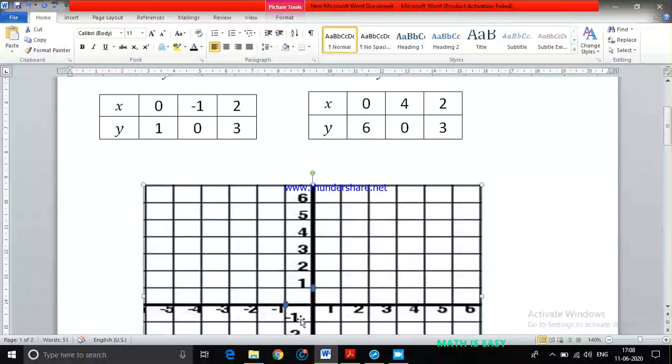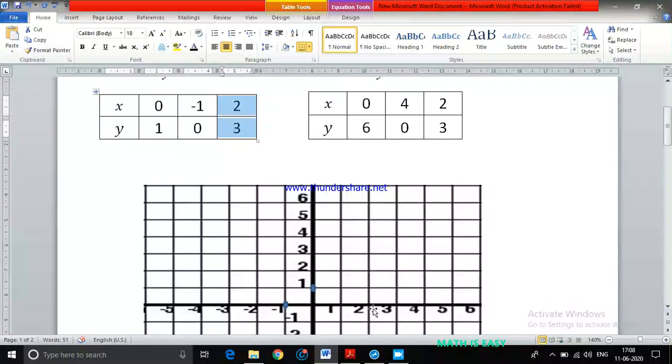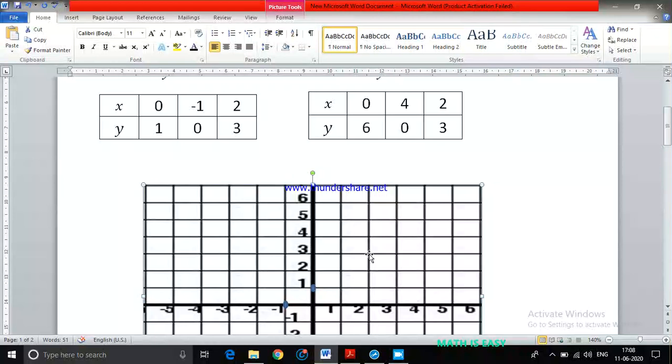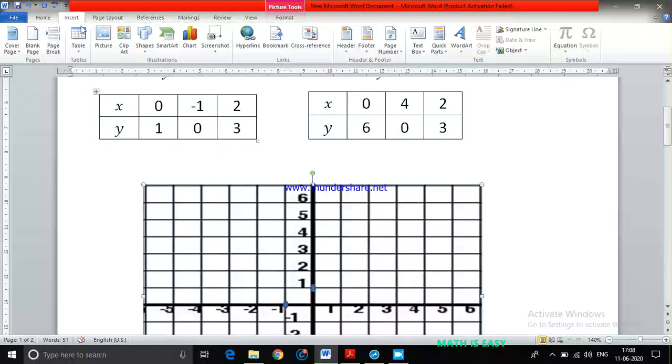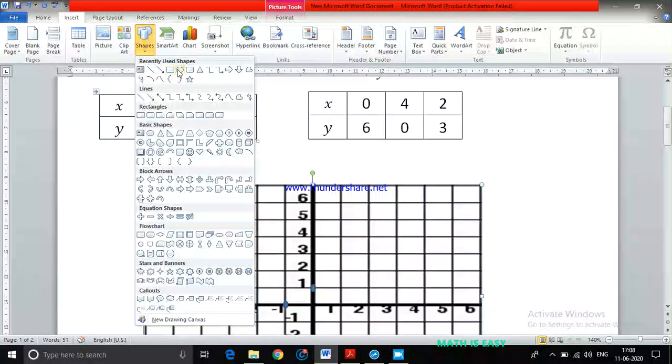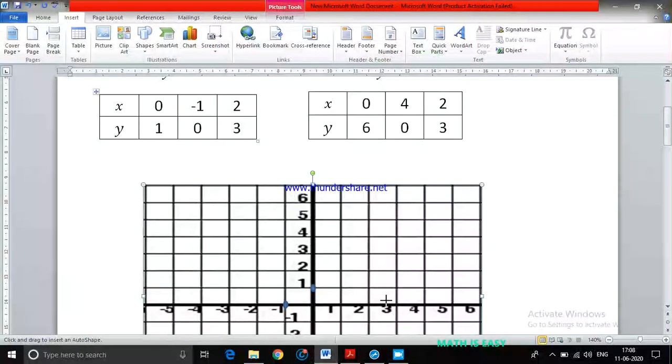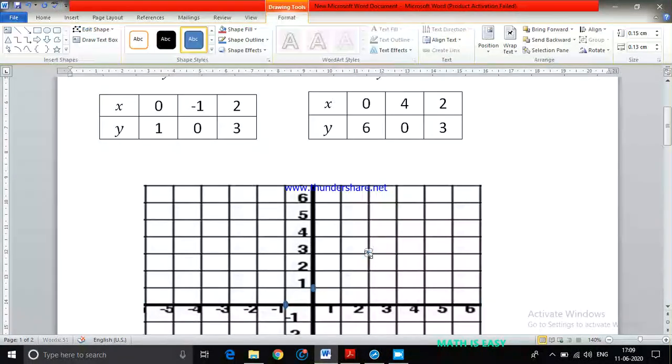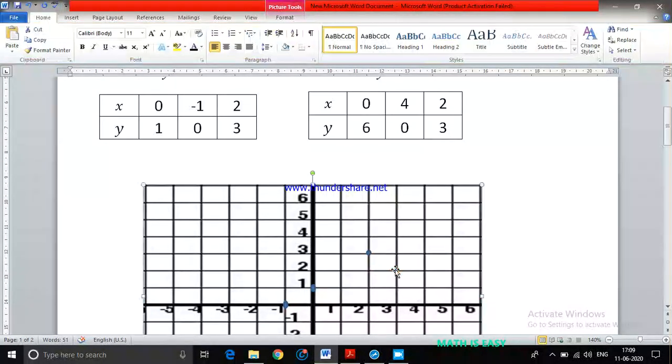Negative x is minus 1, here it is. And the third point is 2, 3. X is 2 and y is 3. X is 2 means here, y is 3 means here. So this is the point 2, 3. Insert shape. 2, 3, right? So this is the point 2, 3. Here I have 2, 3.